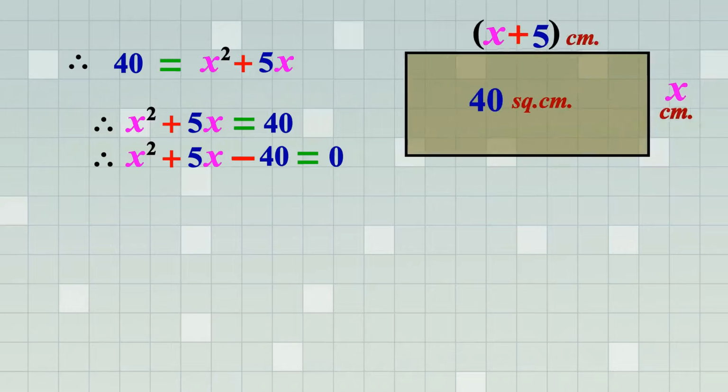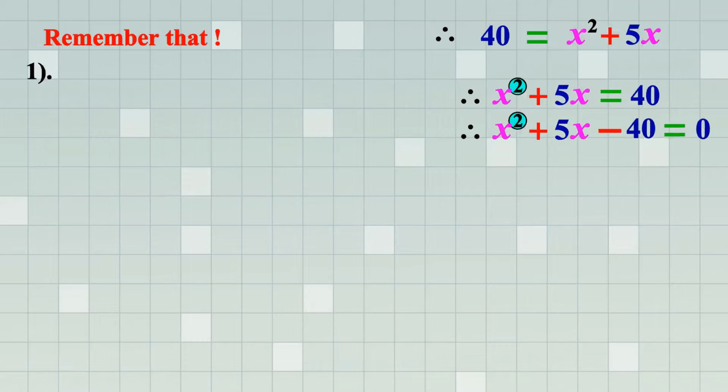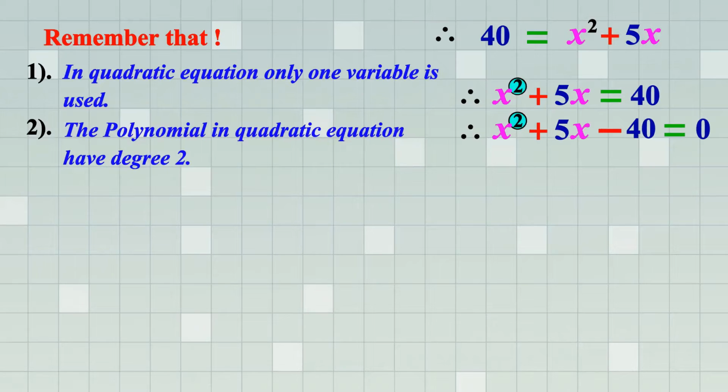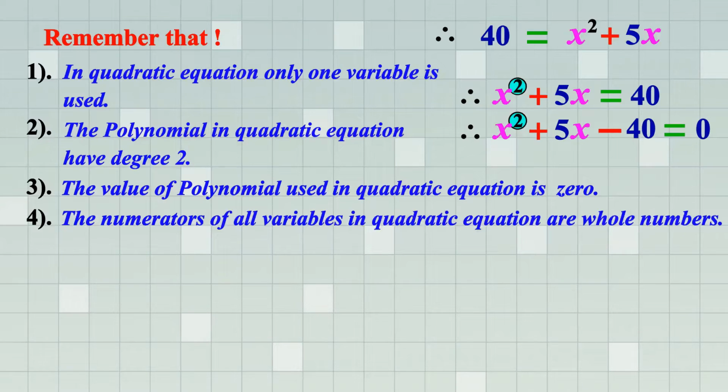That is, students, from the given information and properties of area of rectangle, we get the equation having degree 2 and 1 variable. It is called as quadratic equation. By solving the quadratic equation, we can find the length and breadth of the rectangle. So students, remember that number 1, in quadratic equation, only one variable is used. Number 2, the polynomial in quadratic equation has highest degree 2. Number 3, the value of polynomial used in quadratic equation is 0. Number 4, the exponents of all variables in quadratic equation are whole numbers.